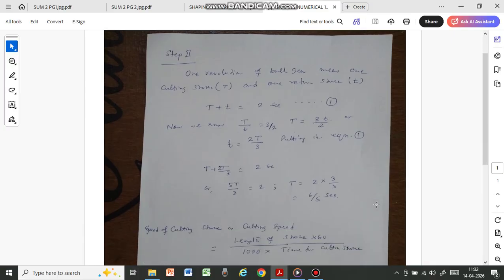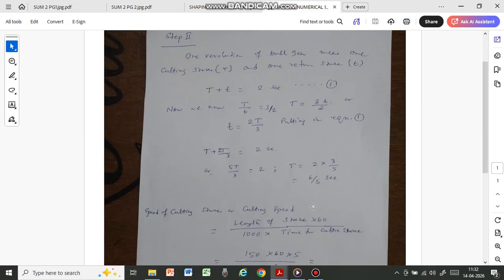Now in step 2, one revolution of the bull gear makes one cutting stroke and one return stroke. That is exactly what I was telling you. So capital T plus small t is 2 seconds, because one rotation of the bull gear is 2 seconds. Now we know that capital T by small t is 3/2, the ratio of the cutting stroke and return stroke. So from this equation, by solving, we get that capital T is 6/5 seconds. That means that is the cutting time for the cutting stroke.